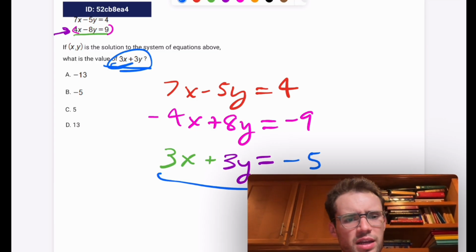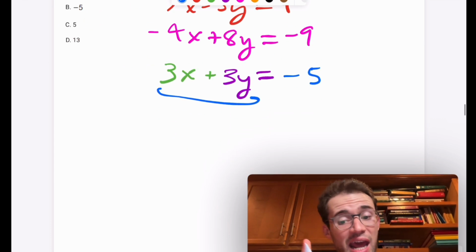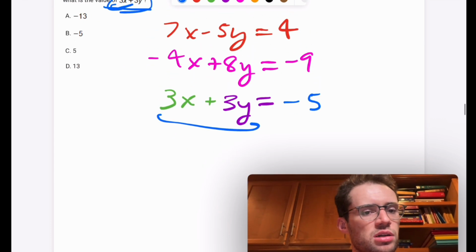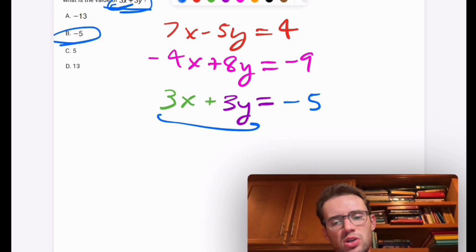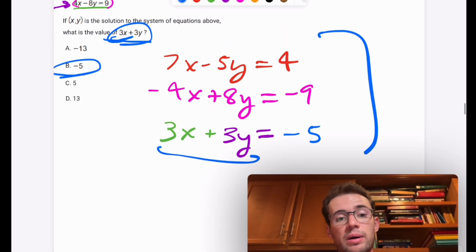Because it's also just a weird thing to ask for, 3x plus 3y. If they had asked for x plus y, I might have given up. But anyway, negative 5 will be your answer right there. And if you don't see this, that's not the only way to do it. You could do it the standard way. But I just think that this is a nice little shortcut.